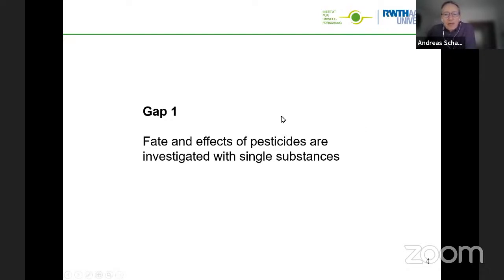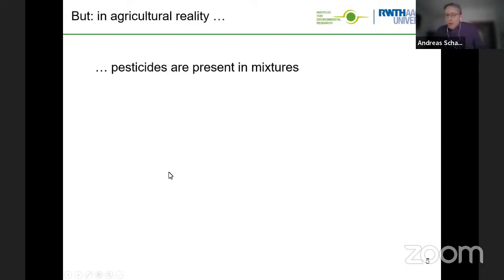So the first gap that I see is that fate studies, that means degradation studies, and effect studies, that means ecotoxicology of pesticides, are investigated with single substances. But in the agricultural reality, pesticides are always present in mixtures.